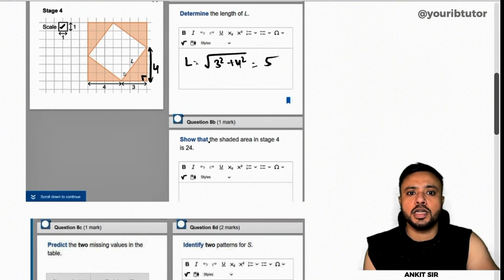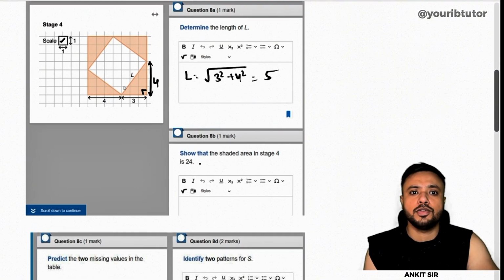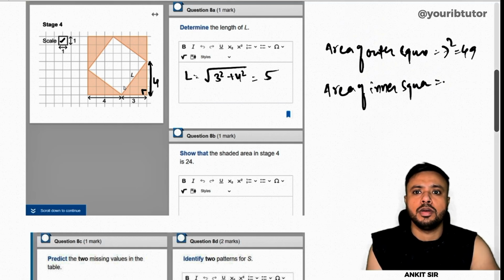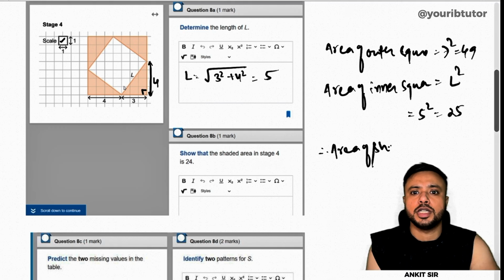Then in 8b, they say to show that the shaded area in stage 4 is 24. The shaded area is the area of this big square minus the area of this inside square. For the big square, you can clearly see the side is 7. So the area of the outer square is 7 squared, which is 49, and the area of the inner square is L squared. Just now we calculated the L value, which is 5, so 5 squared is 25. Therefore, the area of the shaded region is 49 minus 25, which is 24. This is what we have to show in 8b.